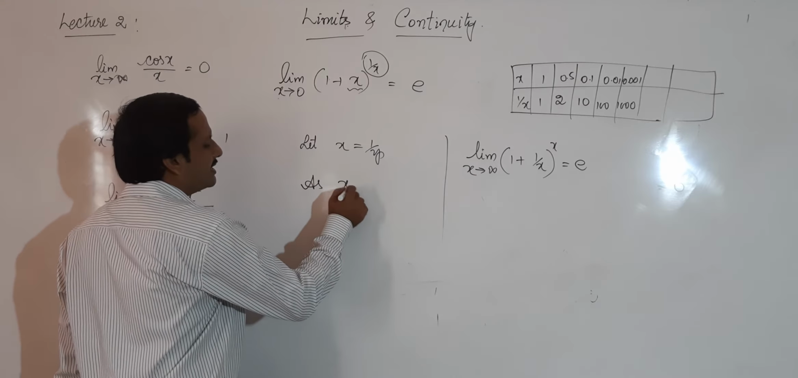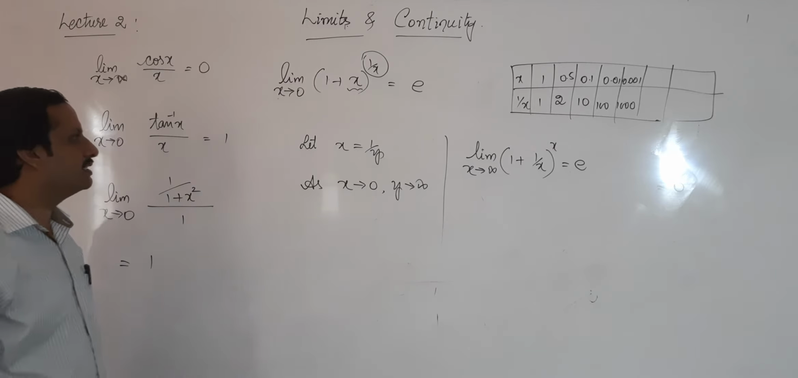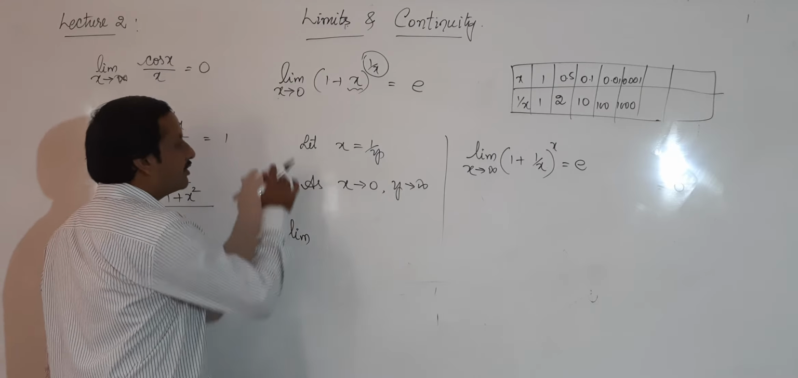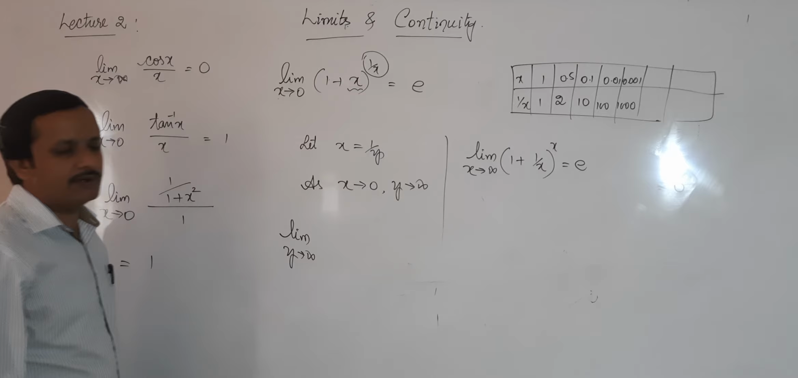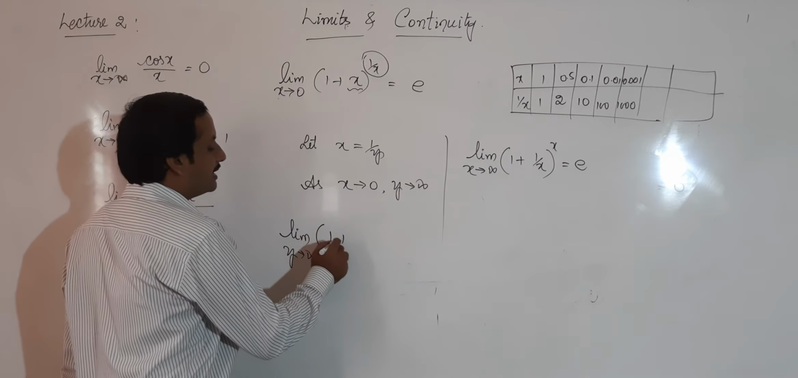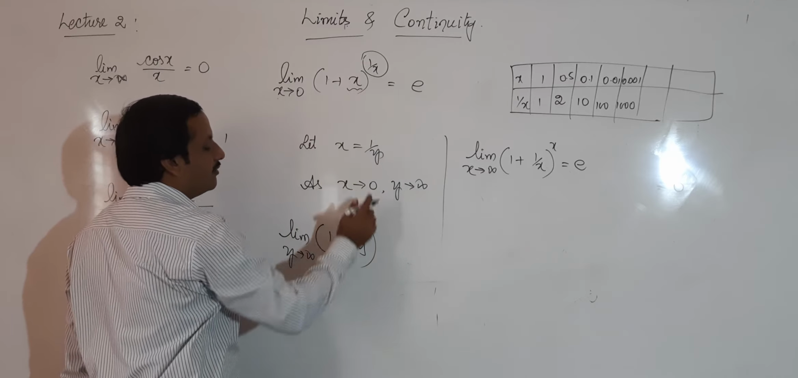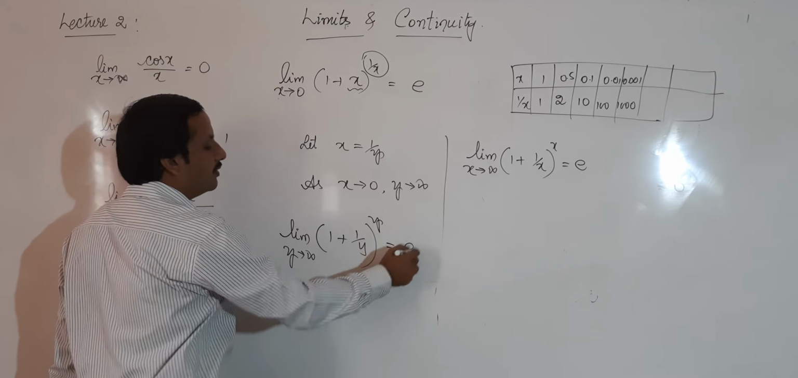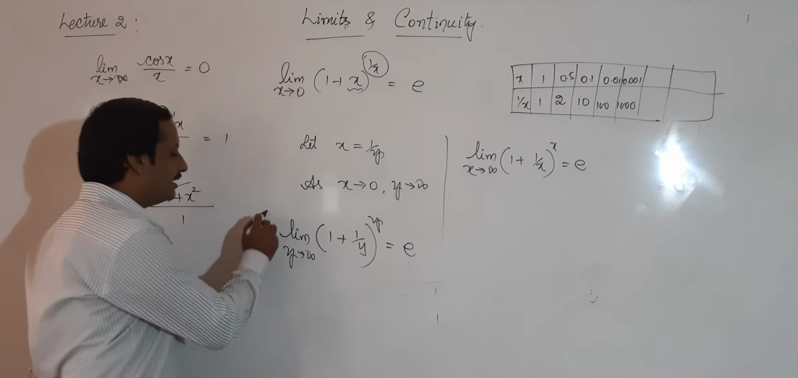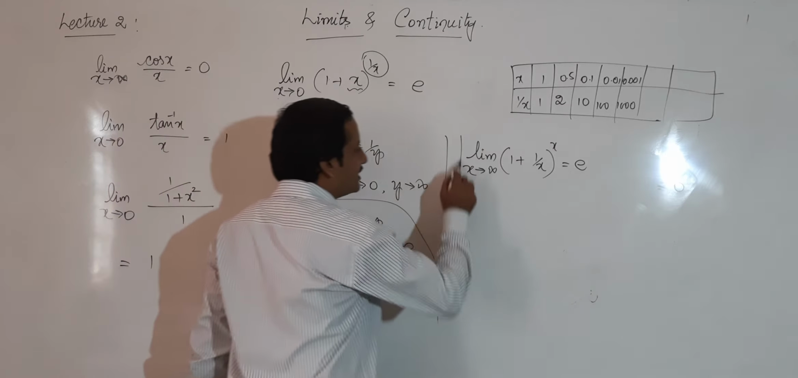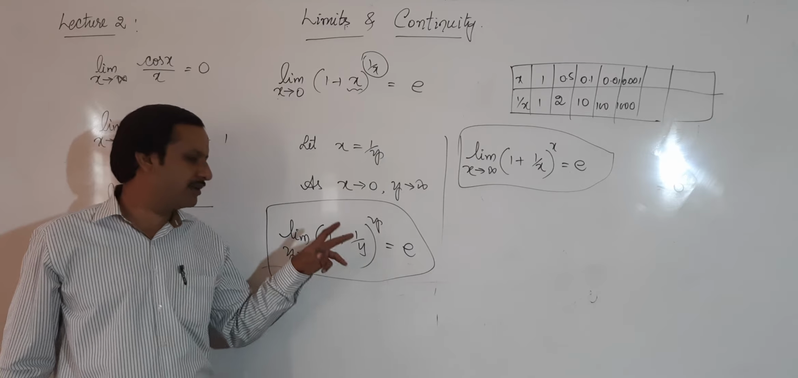Then as x tends to 0, y will tend to infinity. I have to change the limits. Instead of x tends to 0, I can write y tends to infinity. Limit y tends to infinity, 1 plus, in place of x I am writing 1 by y, to the power 1 by x. 1 by x will become y. That's equal to e. If this is equal to e, this is also equal to e. Now you observe that this result and this result are one and the same. Limit x tends to infinity, 1 plus 1 by x to the power x.